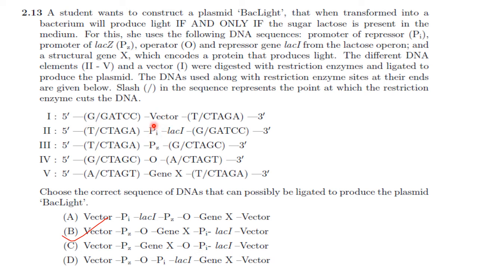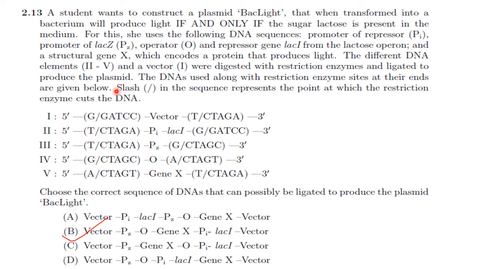So your plasmid will have only the vector backbone and pI LacI. There won't be other genes like PZO and gene X. So your vector will be incomplete. You should incorporate these genes also. So second option can be ruled out.